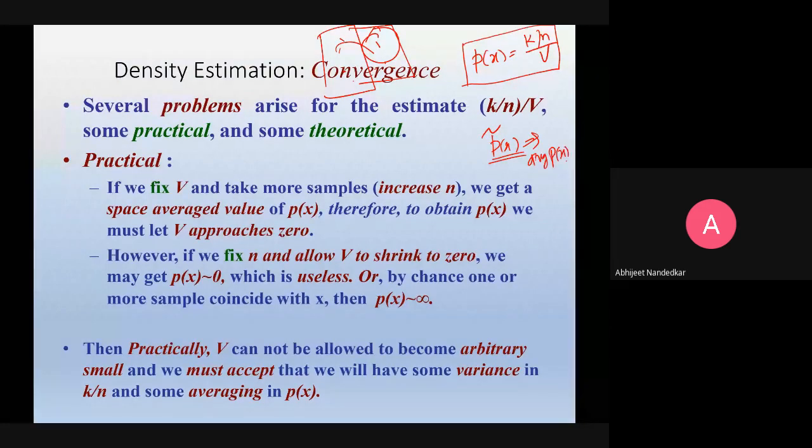So therefore, to obtain p of x, we must shrink the volume. To have a better estimation, if I take the one-dimensional case, suppose this is the actual curve and I fix the volume like this, then the estimation of p of x here is the average of this curve within that domain.